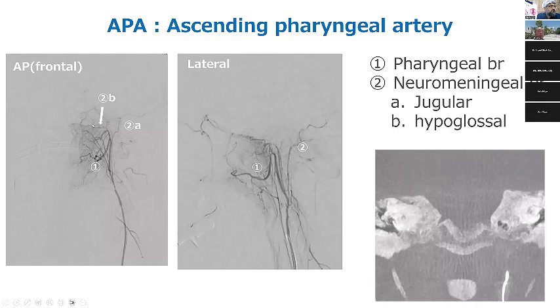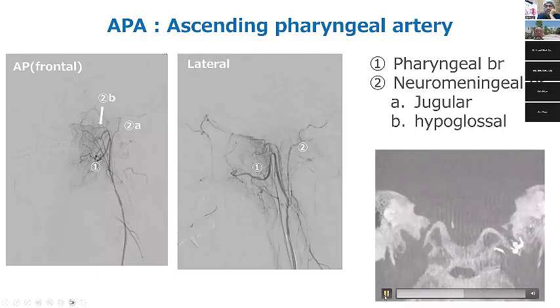From this film, you can see this is the ascending pharyngeal neuromeningeal branch, and it goes medially. This is running within the hypoglossal canal, so this is the hypoglossal branch of the ascending pharyngeal artery. And number 2A goes more posterolaterally here, and is the jugular branch of the neuromeningeal branches.